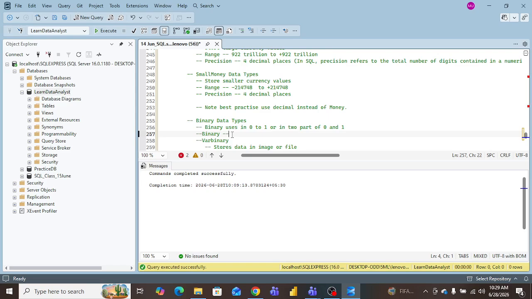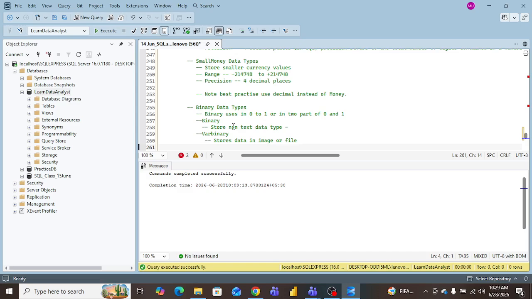What does binary mean here? You know, right? But still, I tell you, binary data types are used to store non-text data types. So this is the same here: store non-text data types. What are the non-text data types? An image and a file, or you can say PDFs.